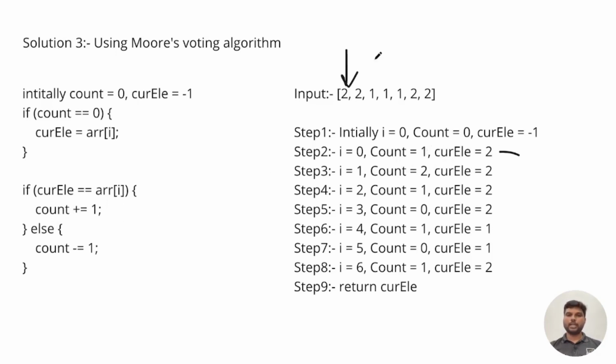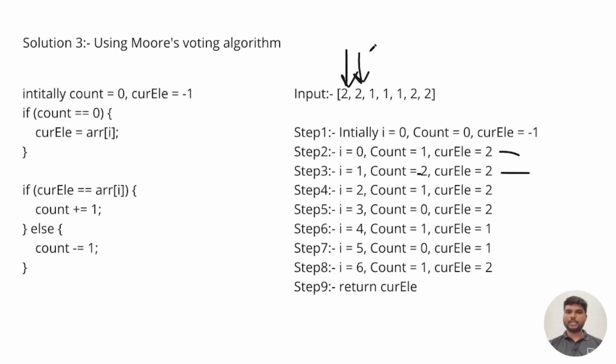In the next iteration we will go to this 2. We will check if count is equal to 0. Well, that's not the case. Currently count's value is 1, right? Then we will go to this if condition. Is current element equal to array of i? Yes, current element is 2, array of i is also 2. So we will increment the count. The count becomes 2, current element will stay as 2 only.